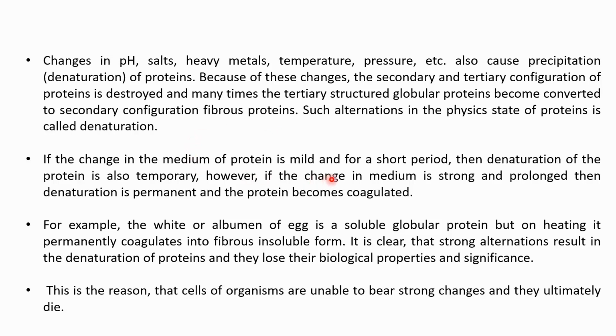If the changes in the medium of the protein are mild and for a short period, then the denaturation of the protein is temporary. However, if the change in the medium is so strong and prolonged, then the denaturation is permanent and the protein becomes coagulated. For example, we have heard of the white or albumin of the egg. This is a proteinaceous part, a soluble globular protein. But when we heat it, due to the excessive heating, it permanently coagulates into a fibrous insoluble form.